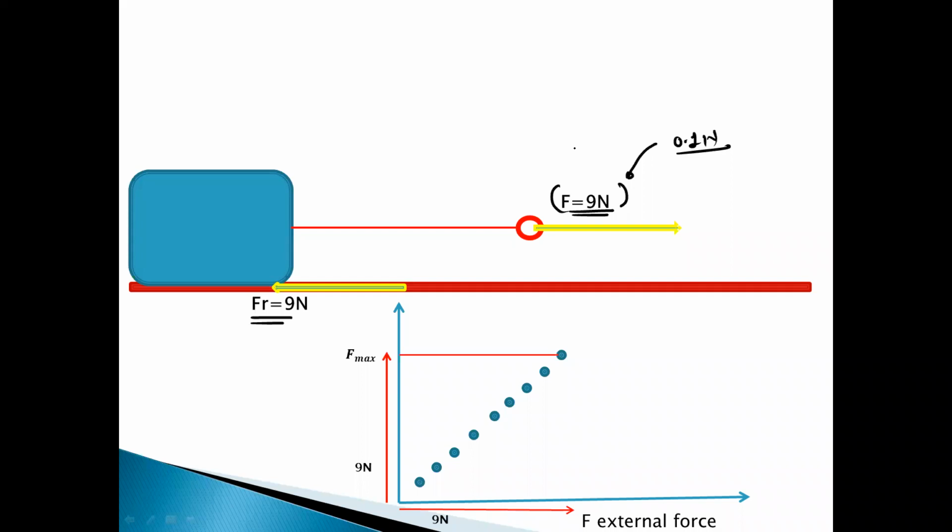So if the force becomes 9.1 Newton, that is the external force on the x-axis, the friction will be less than this 9.1, because this surface has the maximum capacity of offering friction, which is equal to 9 Newton only. Therefore the external force becomes greater than the frictional force, and this object will start its motion towards the positive side. So you can see here.